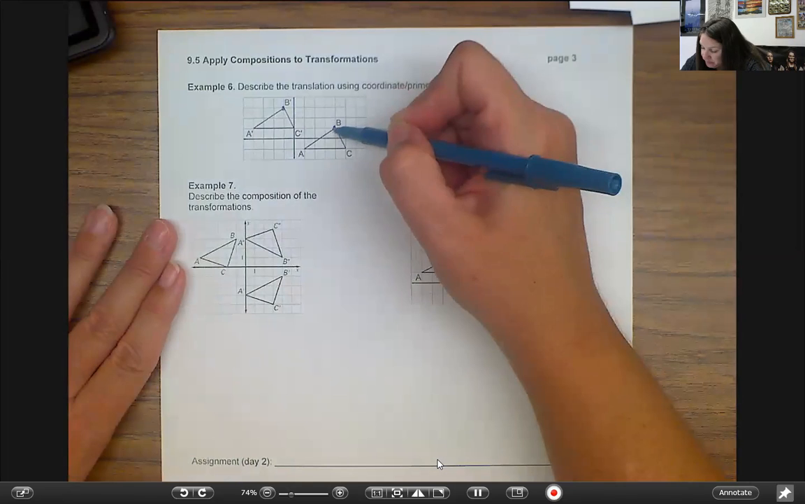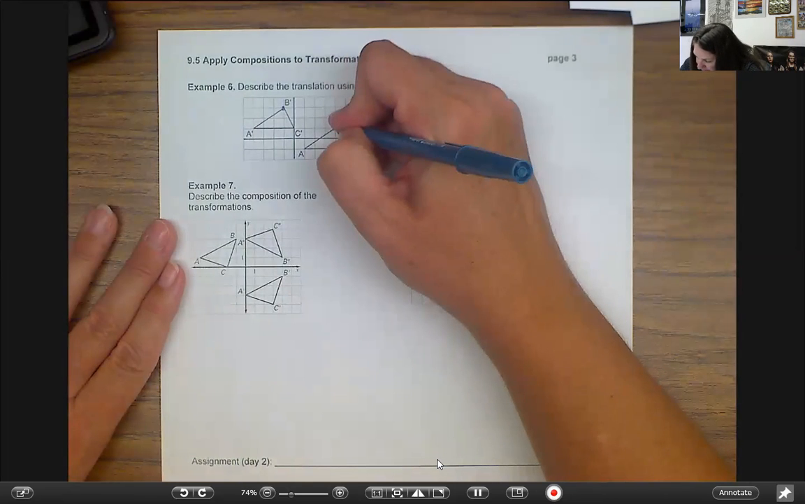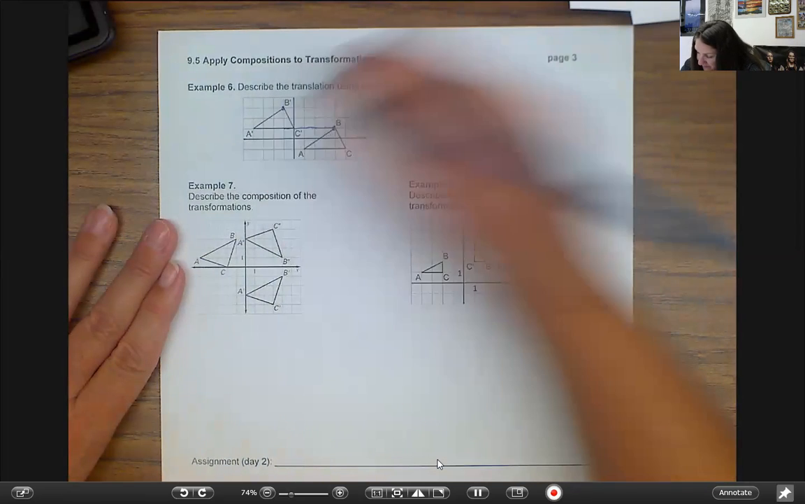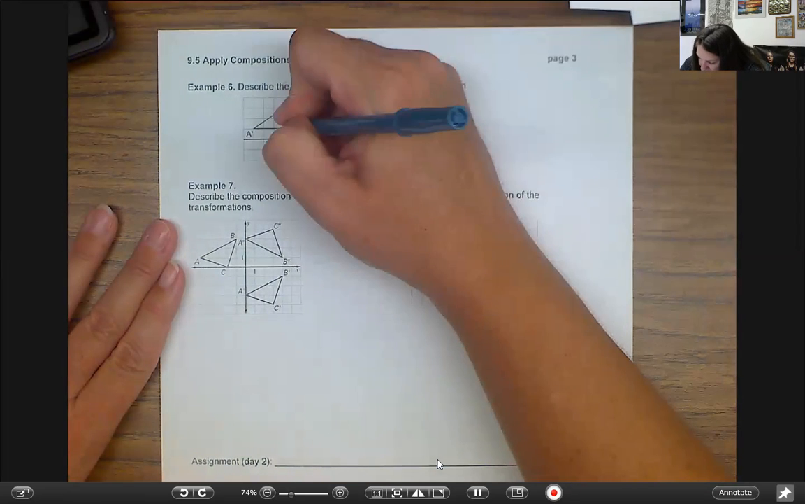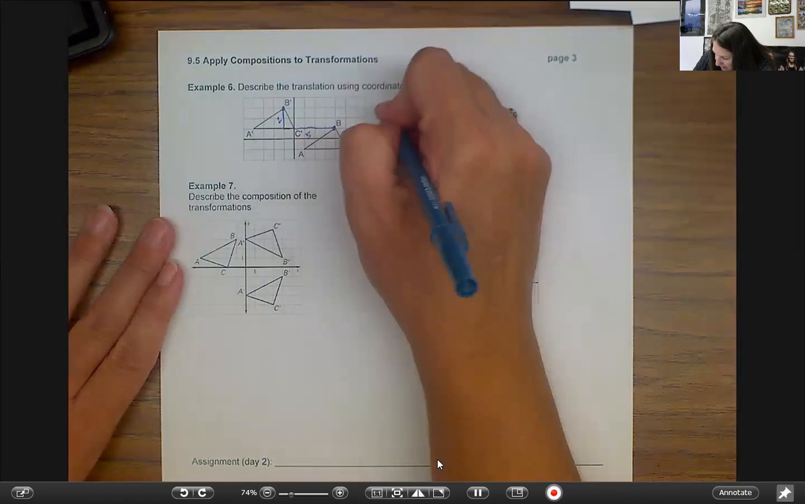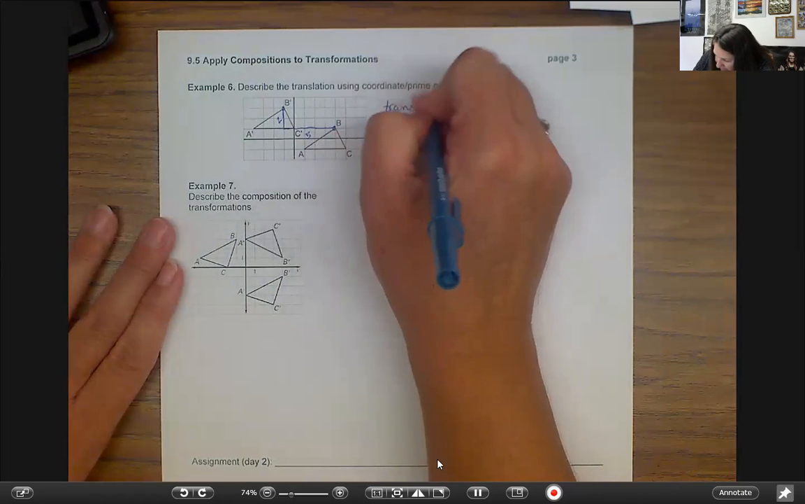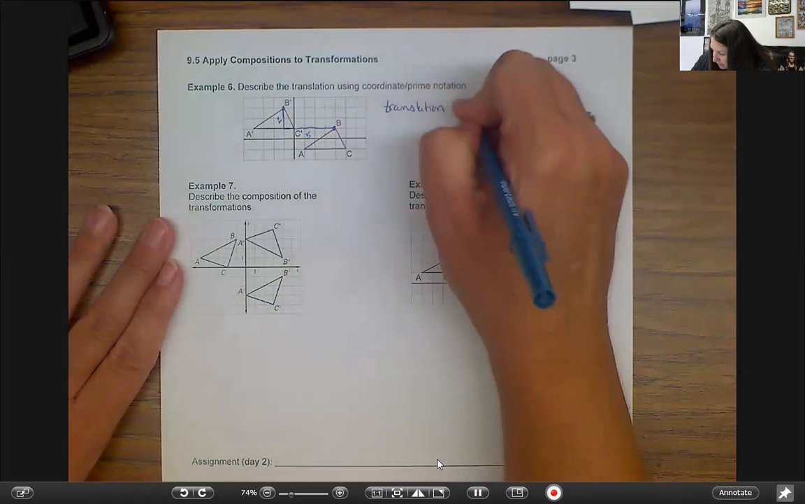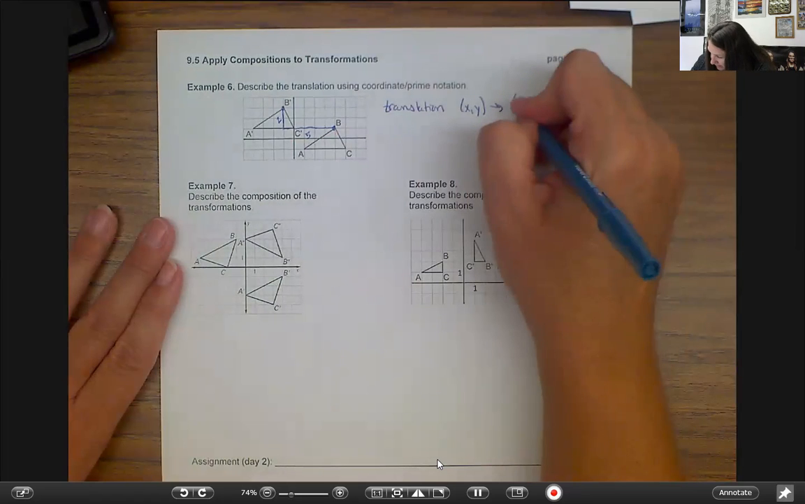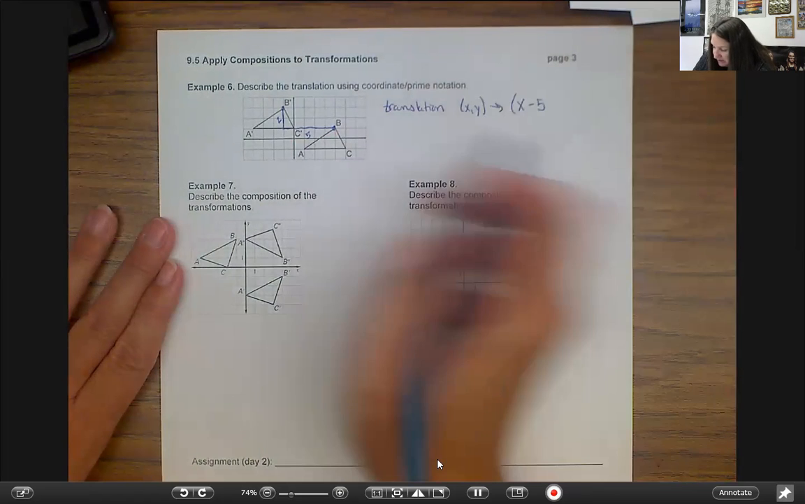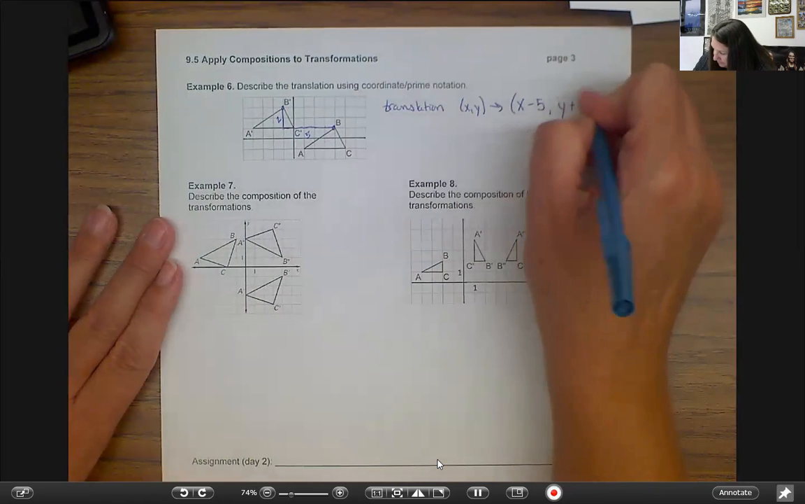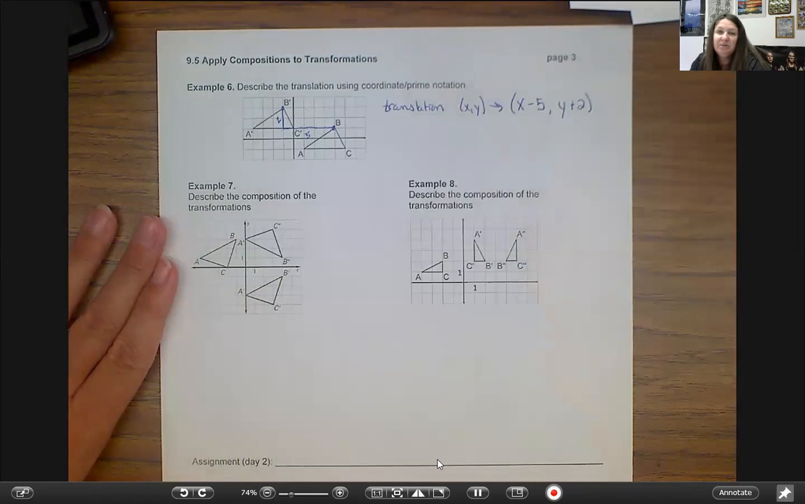Just connect one of your corresponding vertices. So to get from B to B prime, I had to move 1, 2, 3, 4, 5 units to the left and 1, 2 units up. So this would be a translation where XY is going to translate to X minus 5 because it's moving 5 left, and Y plus 2 because it's moving up 2.